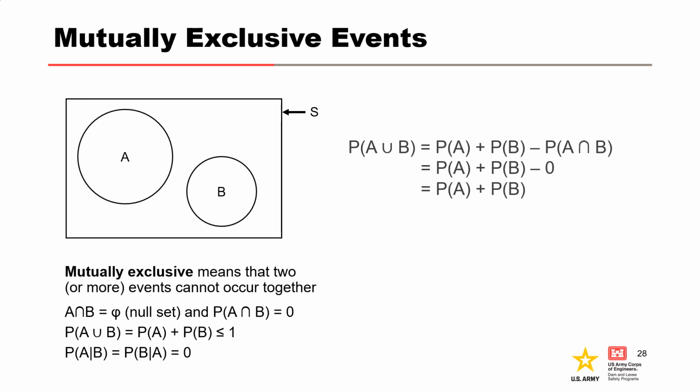I discussed mutually exclusive events briefly a few slides earlier and mentioned that it is common to assume flood and earthquake failure modes to be mutually exclusive. In reality, flood and earthquake failure modes are not mutually exclusive as there's some small overlap between them, but the probability associated with that overlap is almost always negligible.